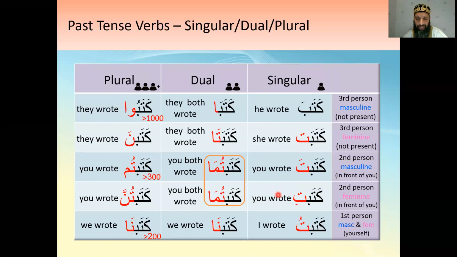Everybody has different learning methods and everybody likes to see different sorts of visuals. Some people will say, just give me black, I'll learn it. Some people say, no, I like colors. Some people will say, I like the endings to be highlighted. So I'm hoping you all got something that you like. Right, so again, ta and ti is you masculine and you feminine. So katabta, you wrote. Katabti, you wrote.